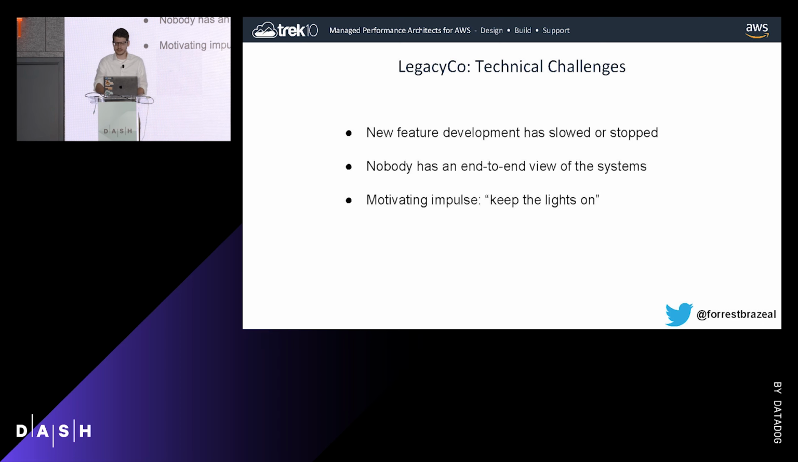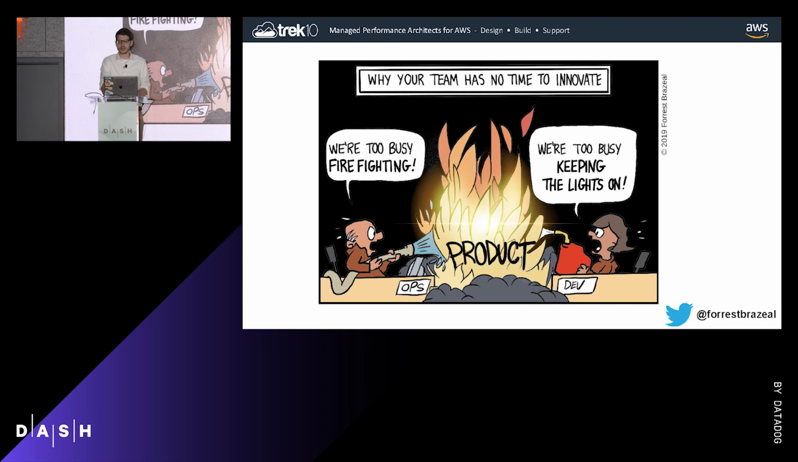As you can imagine, with technical challenges like that, there are some human challenges at Legacy Co. I always chuckle when people say their teams have no time to innovate, right? Because on one hand, they say they're too busy firefighting. On the other hand, they're too busy keeping the lights on. And the way they're keeping the lights on is by setting more fires.